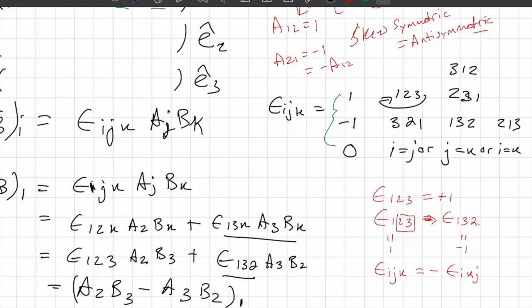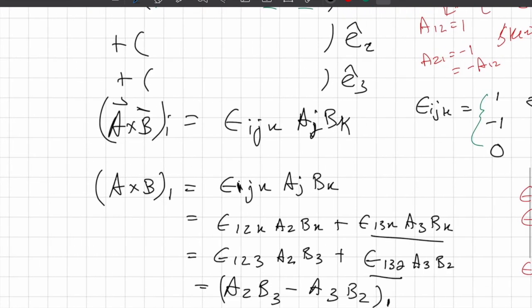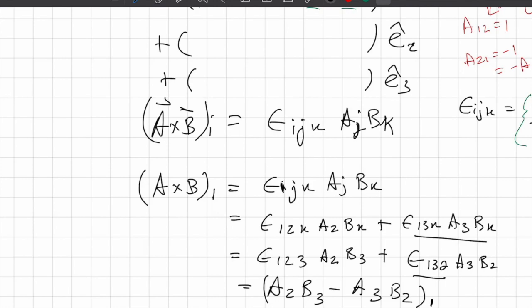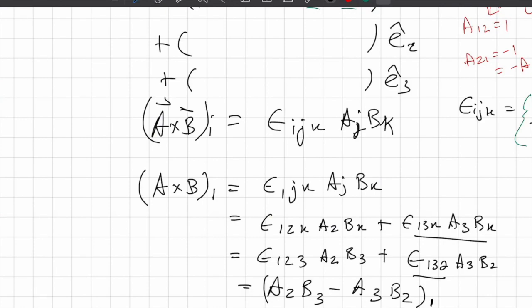So let's see how to use this. Let's go back to our cross product, A cross B sub I, which is epsilon IJK, AJ, BK. A cross B, if we look at the first component of that, just use our formula, it would be epsilon 1 J and K, AJ, BK. Do you guys see how I got from here to here? All I did was I made I equal to 1.